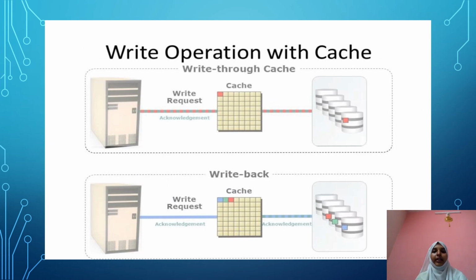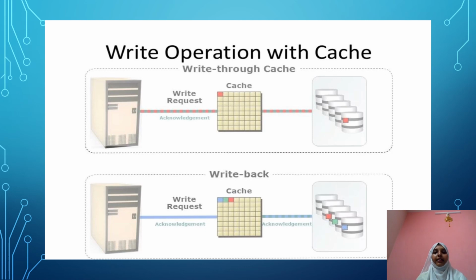So here is the write operation with the cache. First we will have a host followed by the cache and the physical disk. The host has to send the write request to the cache, and the cache will take the command from the host and pass it to the physical disk. This is write through cache.